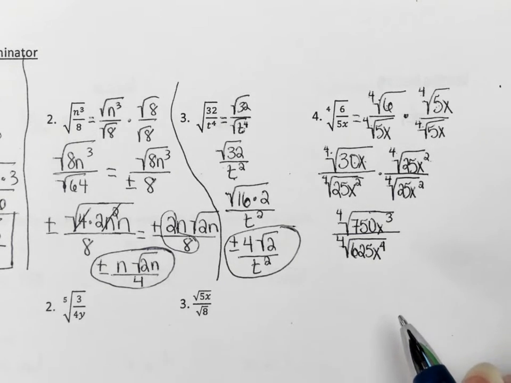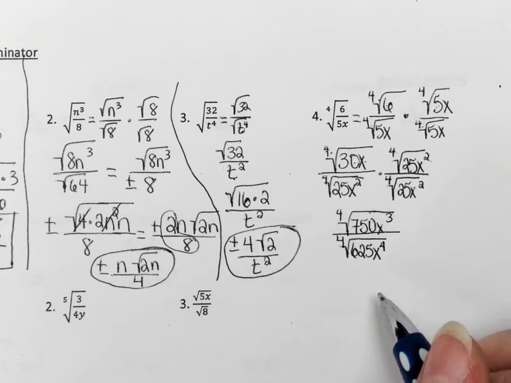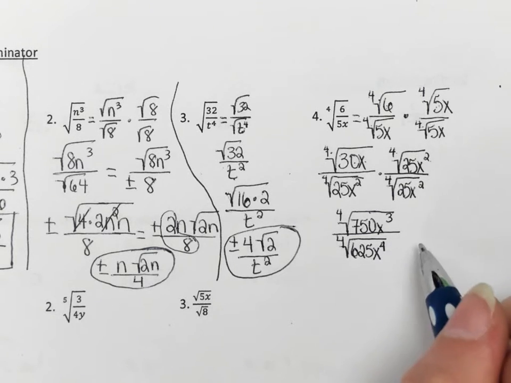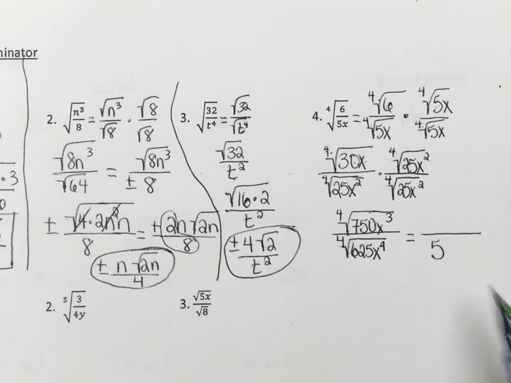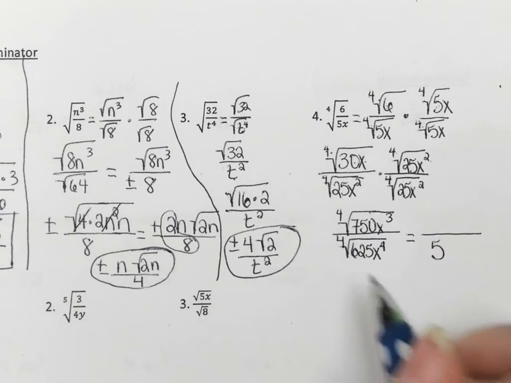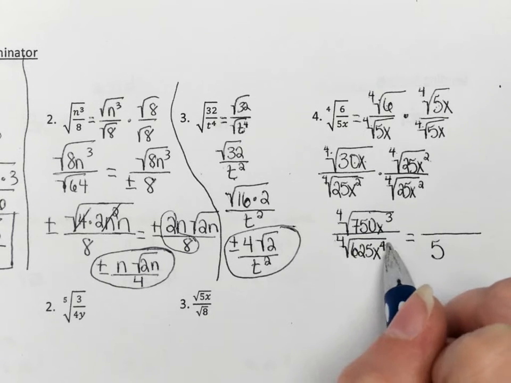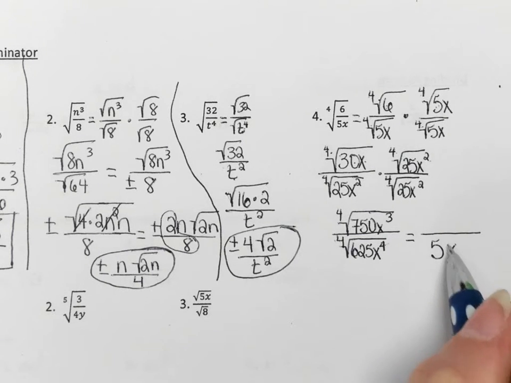Let's see if 625 is a perfect 4th root. How do I do that? 4th root of 625. What you get? 5. All right, what about x to the 4th? Does it divide evenly? Yep, just x. So that's 5x, right?